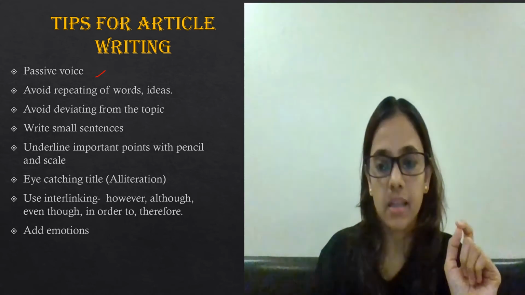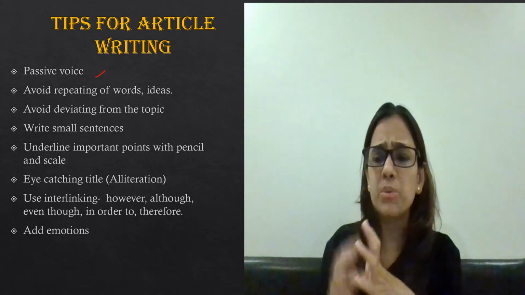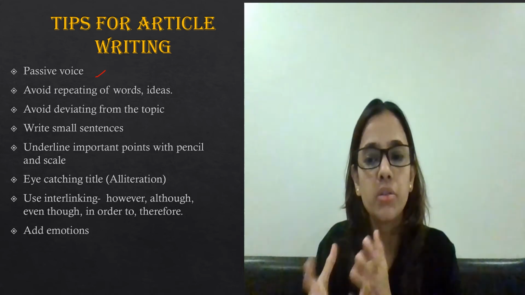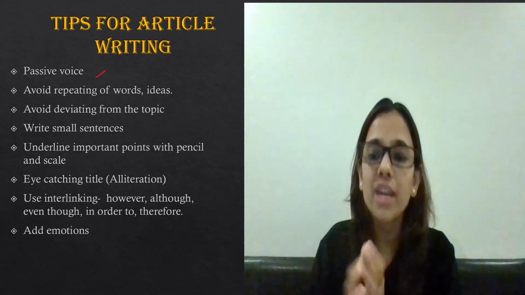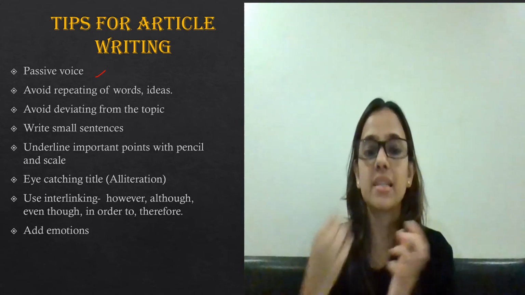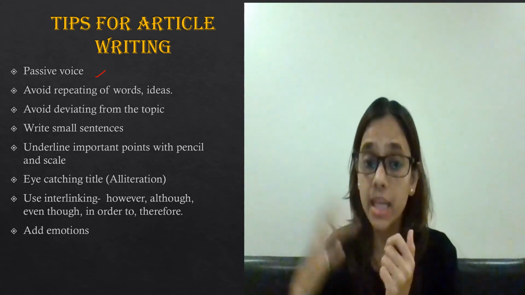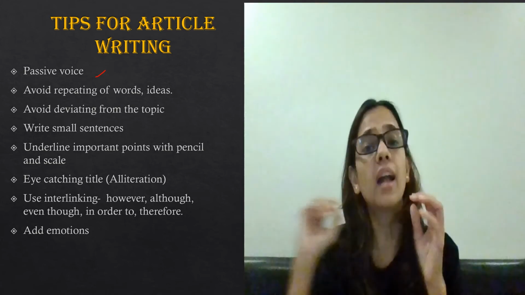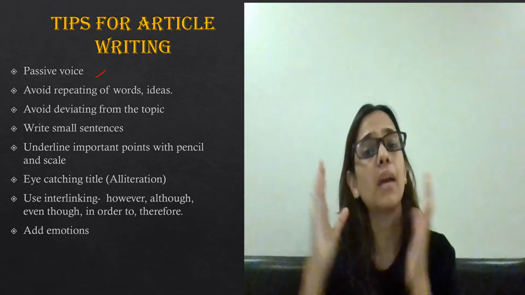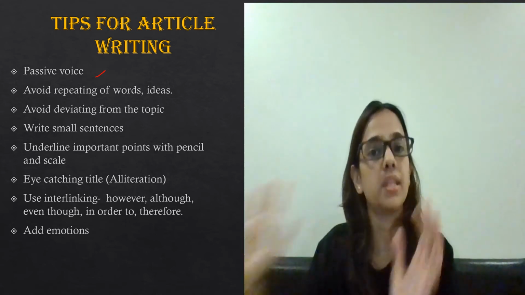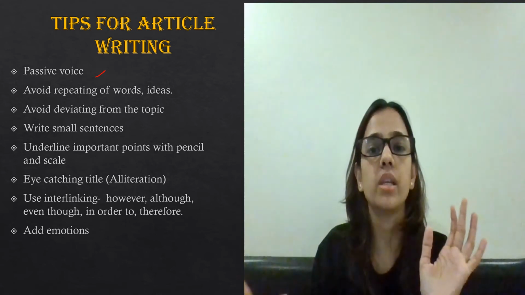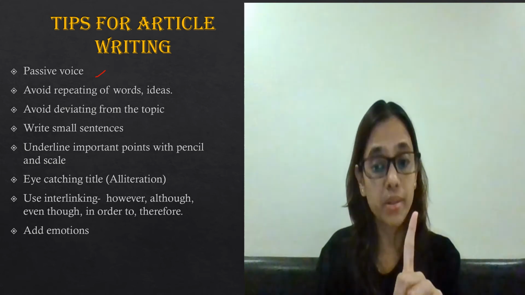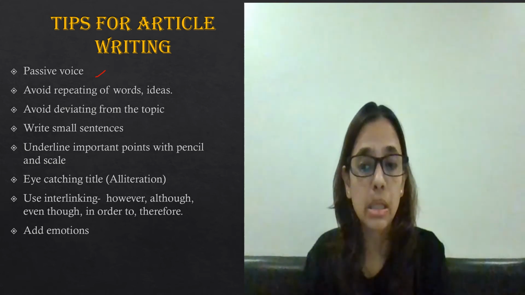Use interlinking. What does that mean? Always using "and" and "now" will not give a good impression when you're writing. So always try to use good interlinking words like however, although, even though, in order to, therefore, instead of using just "and". If you really want to use "and", I would say please refrain from writing so many sentences only with it. Don't do it. That's what I'm trying to make you understand. Add emotions if possible. Let's understand by the sample now.